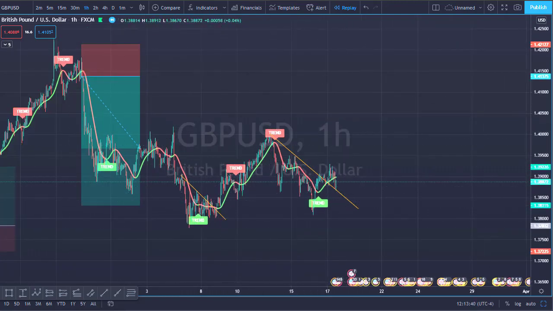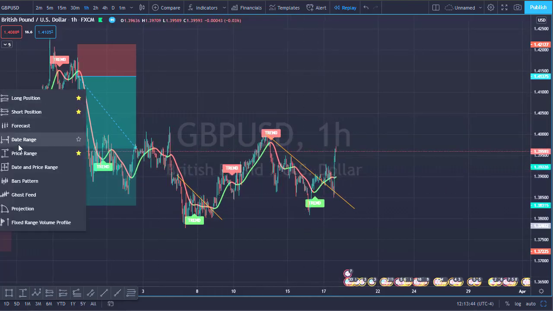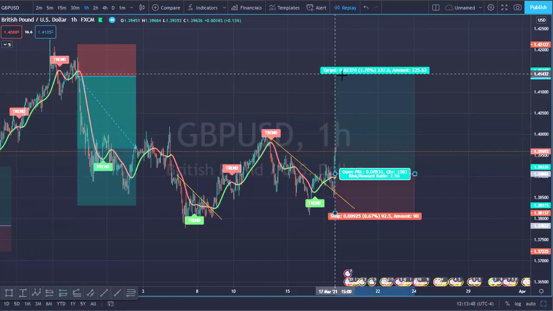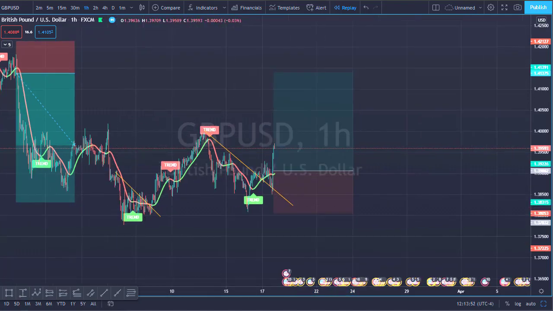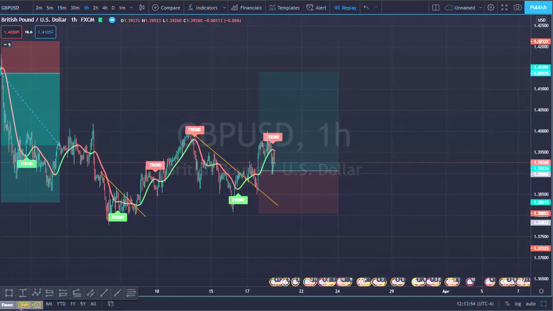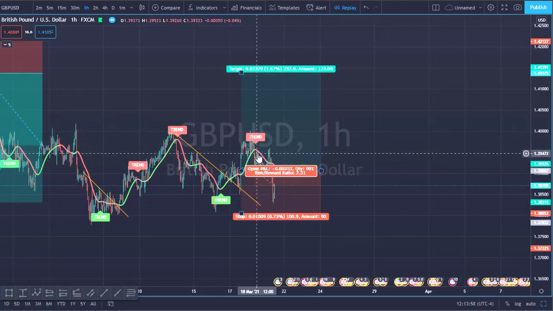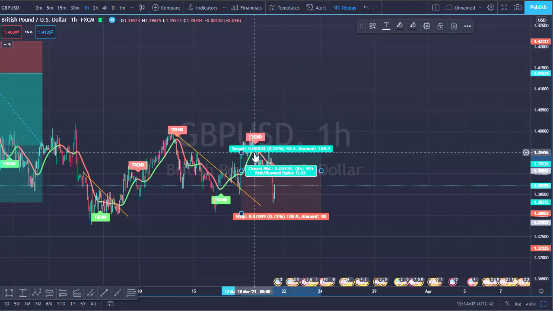Let's see if this pushes up above that. Okay, it did. So we would have got in like right there. Long position. I'm going to take it up to this high, that area. Put the stop right there. Push play. We might be in a range right now. All right. Okay, so we got out pretty much as soon as it touched this. So that would have been a 0.43 reward.